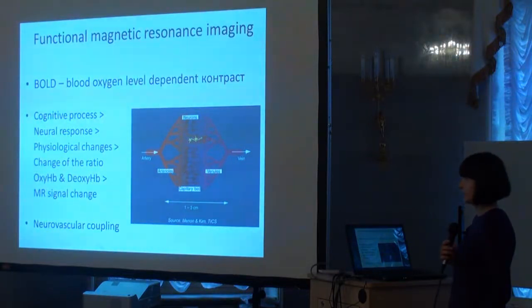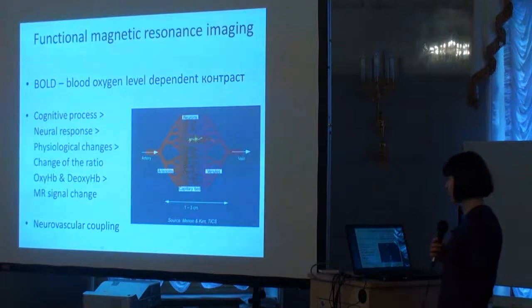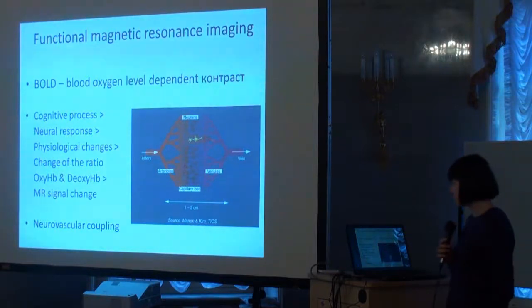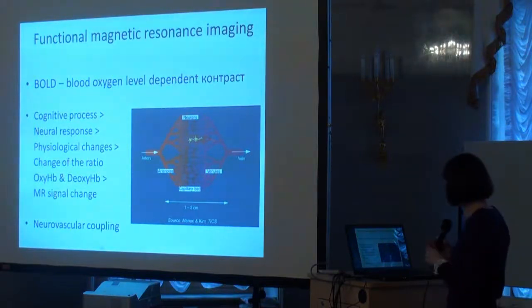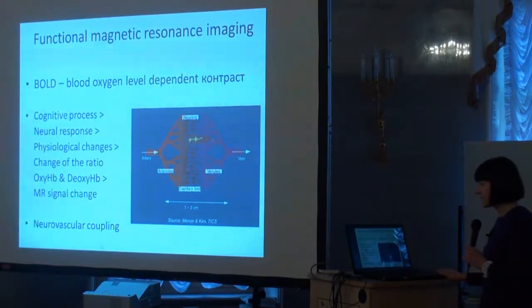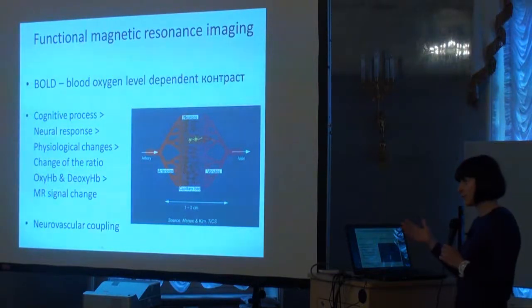So let's say you have a cognitive process, some kind of language task in our case. To perform a cognitive process, your neurons should work, of course, and this neural response causes physiological changes, and we'll go to that in the next slide. But basically, the principle is that when a part of the brain works, more blood is supplied to this part. It is related to the dilation of vessels and increased blood flow to this region.